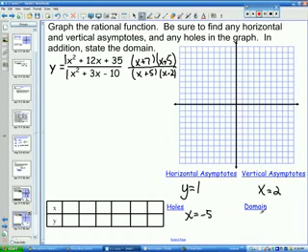And then the domain, whatever x cannot be. So it's all reals that are not equal to whatever would make the bottom 0. So negative 5 would make that 0, and 2 would make that 0. Okay, so let's draw that in.